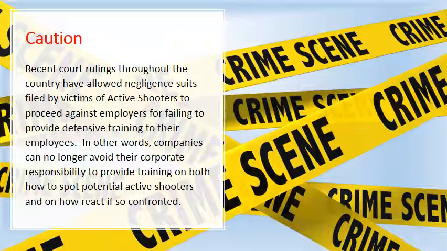Recent court rulings throughout the country have allowed negligence suits filed by victims of active shooters to proceed against employers for failing to provide defensive training to their employees. In other words, companies can no longer avoid their corporate responsibility to provide training on both how to spot potential active shooters and on how to react if so confronted.